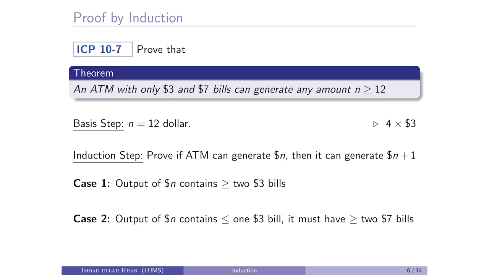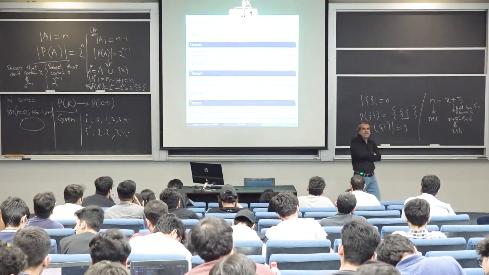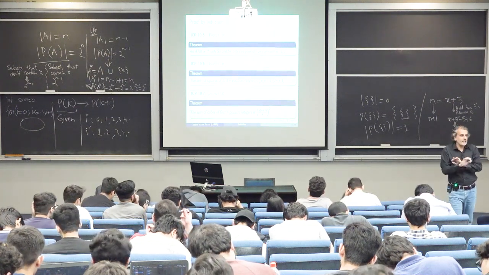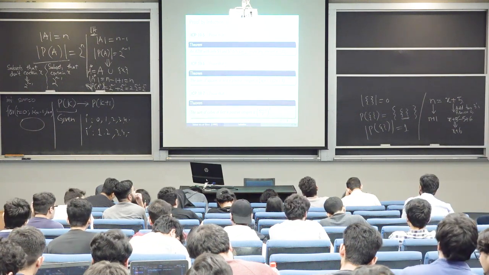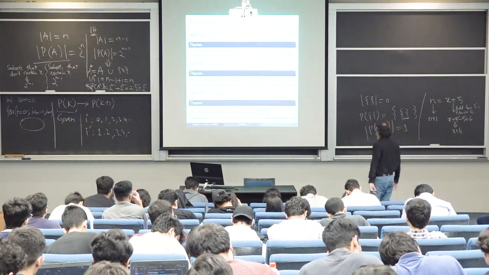So do the ICPs one by one, right? I should have inserted a pause over there, but do the first one only. This is very similar to the one we have just done. What is the base case? P10, but it says n is greater than or equal to 12. P12 is the base case, so can we generate 12? 4 times 3 is 12, so it's established that we won't be using any $7 bill in the base case. Then do the similar kind of stuff which we have just done.